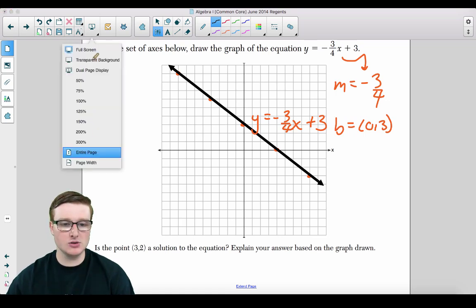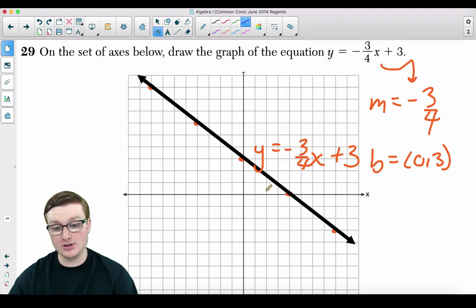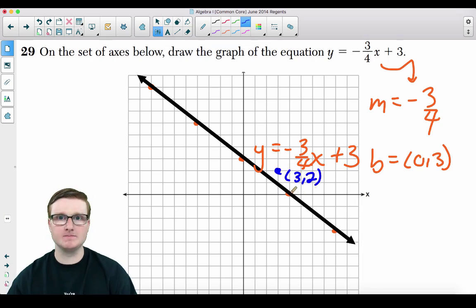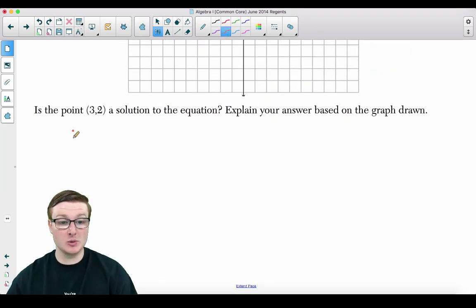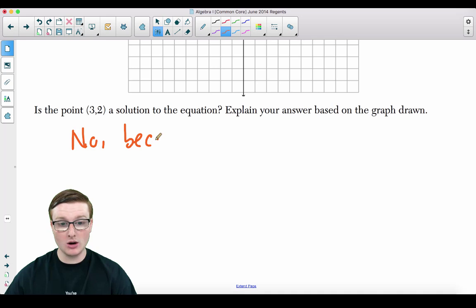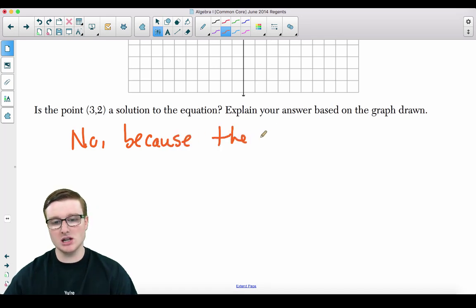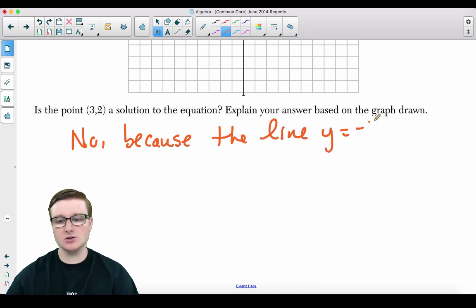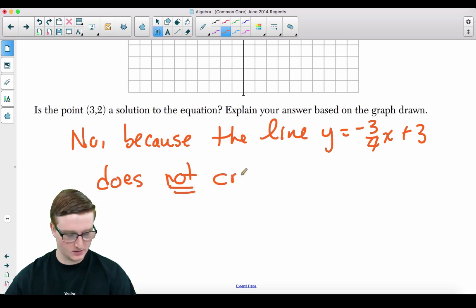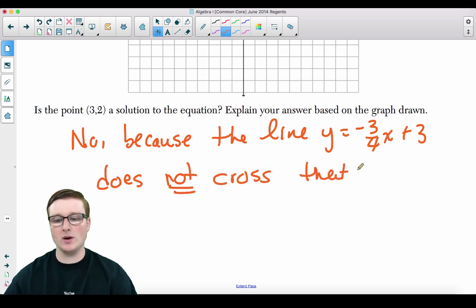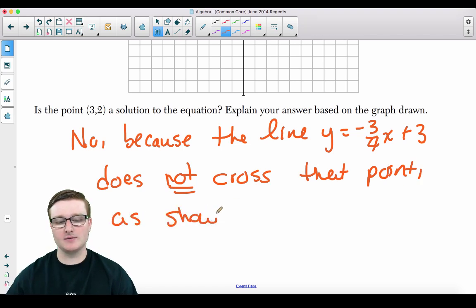So is it a solution? Well, plot the point 3, 2. 1, 2, 3, 1, 2. Is that point 3, 2 a solution? No, it's not. So in your answer, you were going to say no, because the line y is equal to -3/4 x plus 3 does not cross that point as shown in the graph.